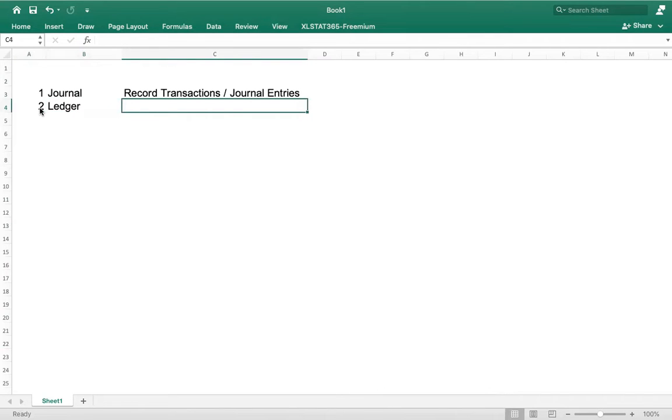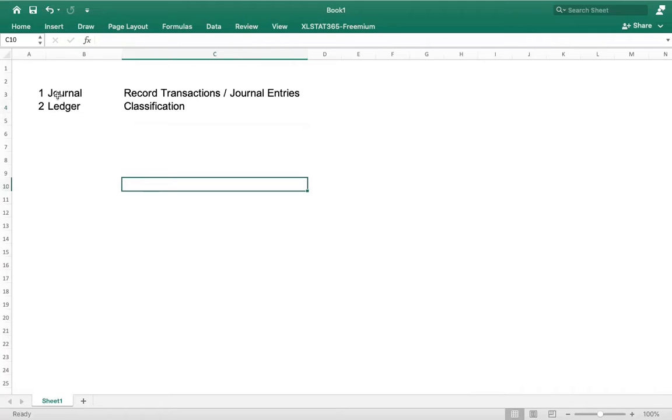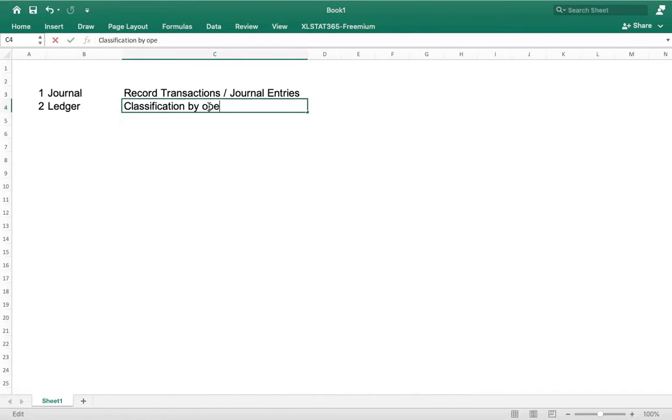Ledger. In ledger, what will we do? We will classify the transactions, based on their nature, based on their similarity. Classification, right? So journal is a separate book, ledger is a separate book. And in ledger, what will we do? We will do classification by opening accounts.